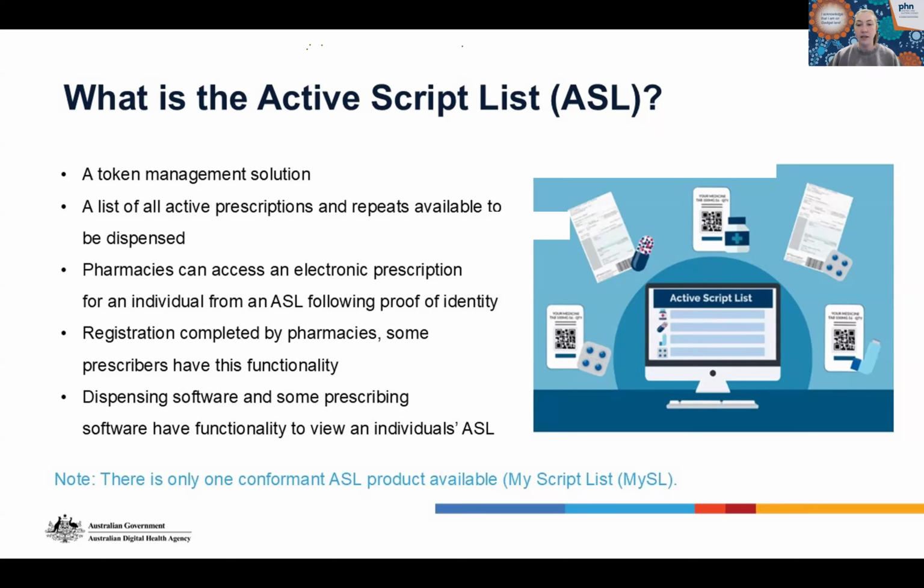A specific pharmacy can access a patient's ASL once they've been given consent by the patient. Patients can view and manage their ASL, their active script list, via conformant patient apps such as the My Health app. To do this, patients require an activation code from the dispenser in order to link the ASL to their script management app. And as of May 2024, there's only one conformant ASL product available, which is called My Script List or MySL, which is what you'll see in your dispensing software most often.